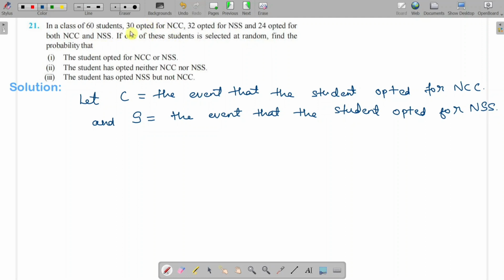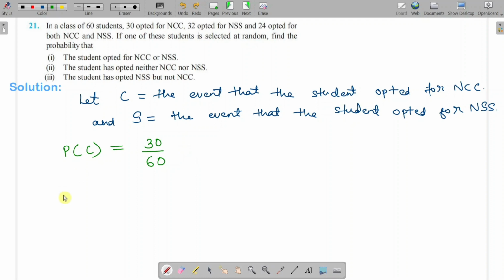So first of all we have to find the probability of C, that is the probability of the event that the student opted for NCC. So for that we have to find probability of C, that is equal to the number of students opted for NCC, that is 30, divided by the number of total students, that is 60. So this is the probability.